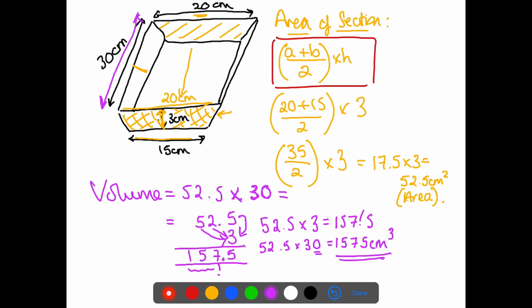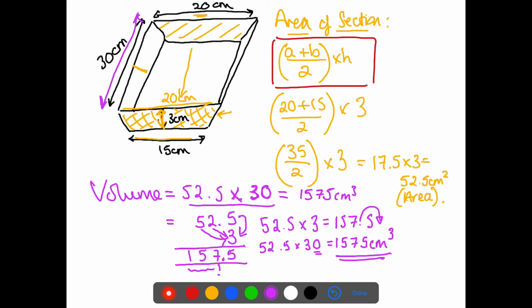1,575 centimetres cubed. Because I have this 0, I have to move my decimal point 1 place. And as I've previously said, there is a video on that. But if it was in a calculator paper, you can just put that in your calculator to give you the final answer.